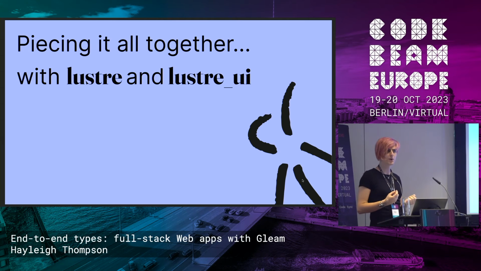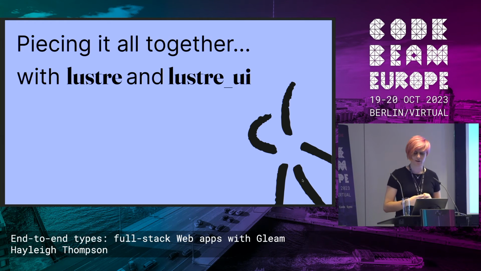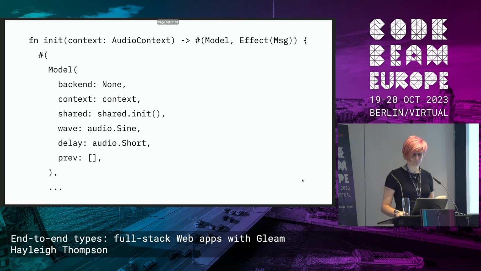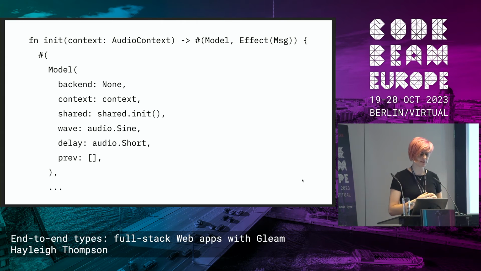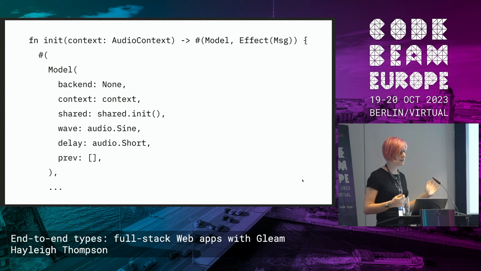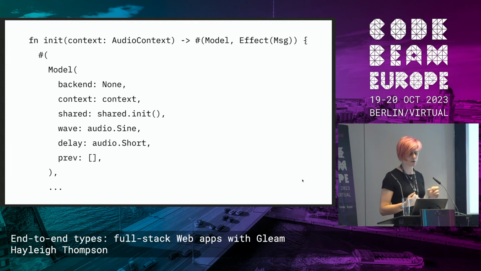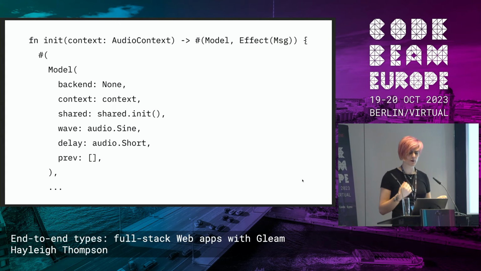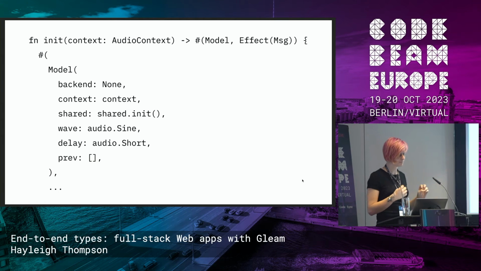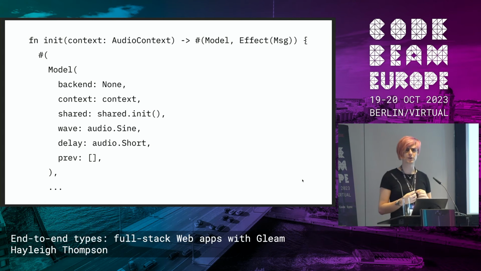And then finally, bringing it back round, I'm going to talk a little bit more about Lustre and Lustre UI. This is the init function for this particular front end. It's mostly that model that I showed before with a few extra bits. And so we have the backend, which represents the WebSocket connection to the server. We have this context, which is an audio context, which we need to use to actually do the sound generation.